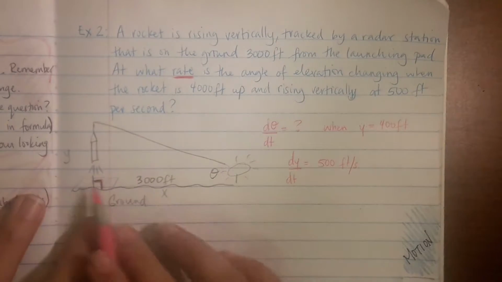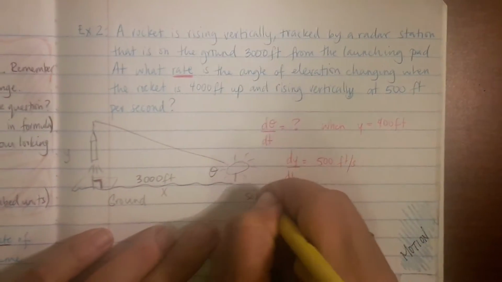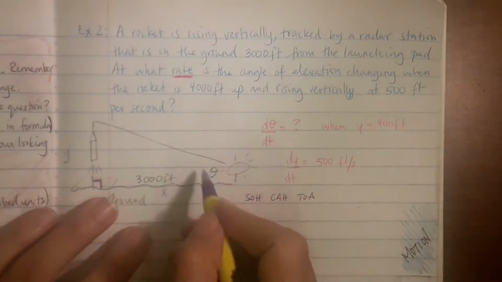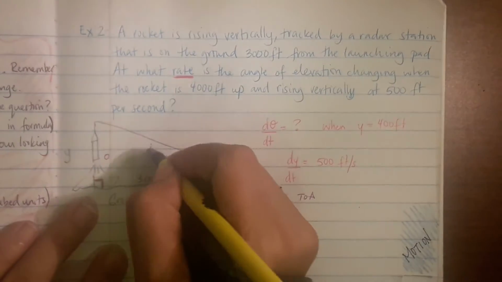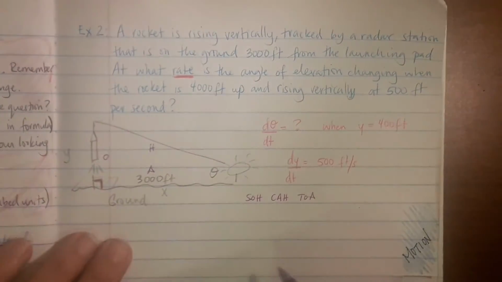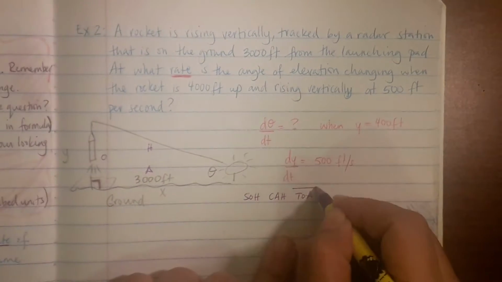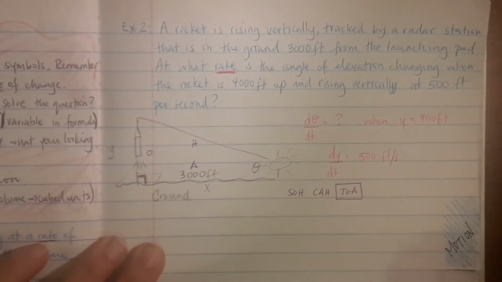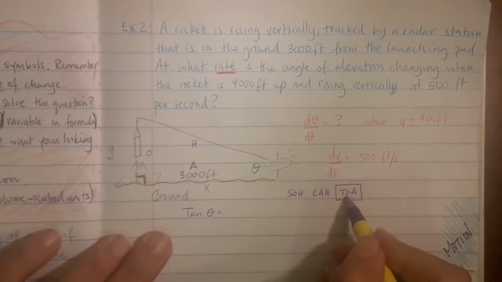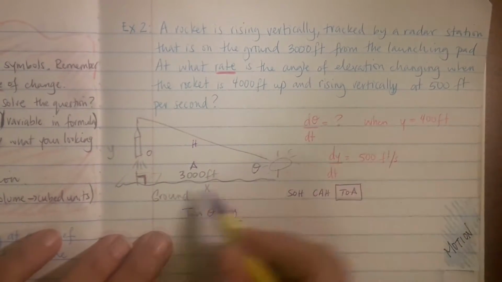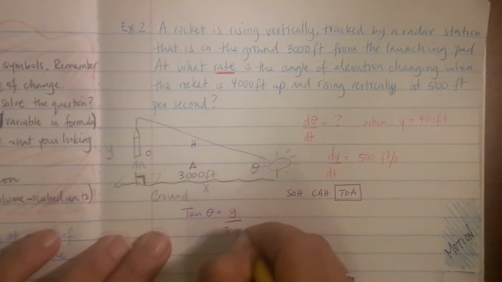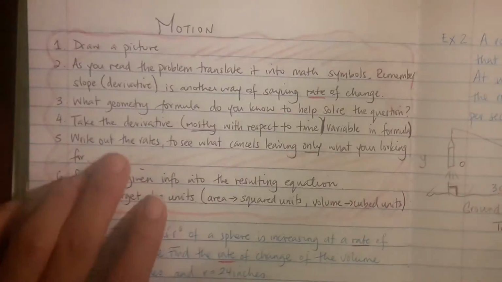So what geometry formula do I know with theta and with height and the base? Well, I know SOHCAHTOA, right? So let me label this: opposite, hypotenuse, adjacent. And so I need O and A. Which one has O and A? It's tan. So we have tan of theta is going to be opposite, which is y, over adjacent, which is 3,000. Alright, so that's what we're taking the derivative of.